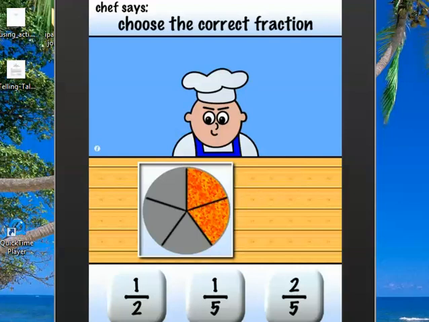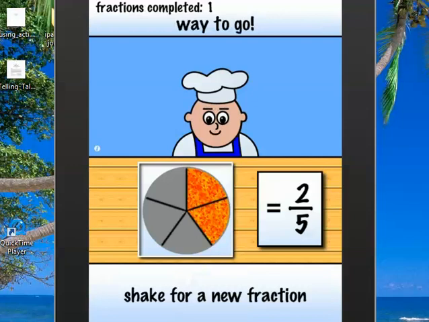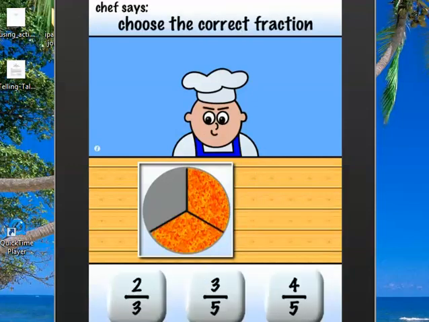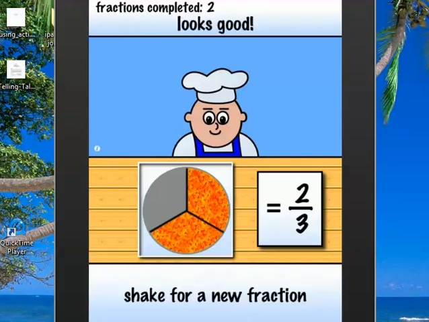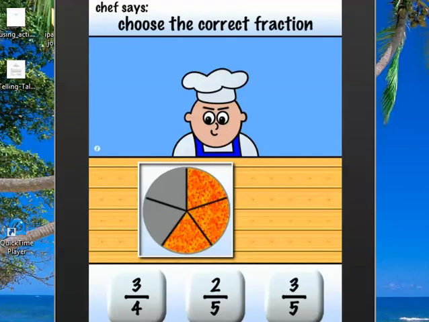This is quite an easier one. Basically all the kids need to do is choose the correct answer. You just shake it, choose the correct answer. So this one, what's the correct answer? If they answer it wrong, it says try again, and it wipes that one out. Two-thirds. So that's it. You just keep going along like that, and the children choose the right answer.